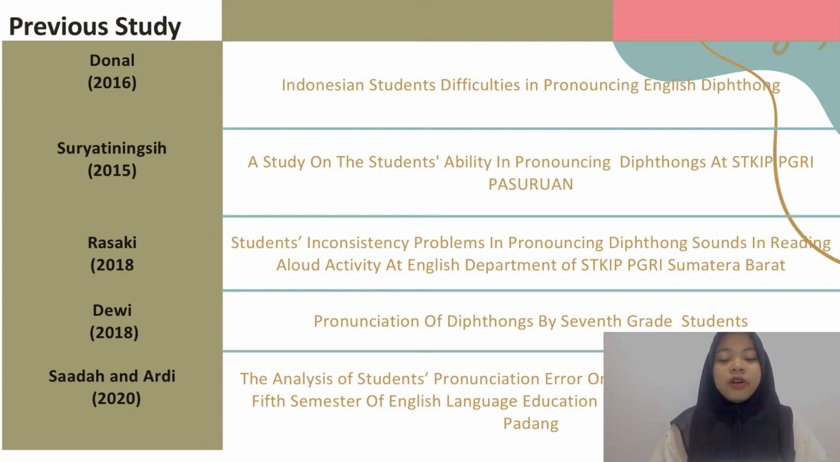There are several differences with the research that I will do, and the difference lies in the scope of the study and the research subject. The 5 previous studies analyzed the common diphthong pronunciation error in English, involving all kinds of diphthong. On the other hand, my research focused only on the closing diphthong, namely A, I, and O, and the research subject was students in the 4th semester of the English Education Study Program at the University of Bengkulu.